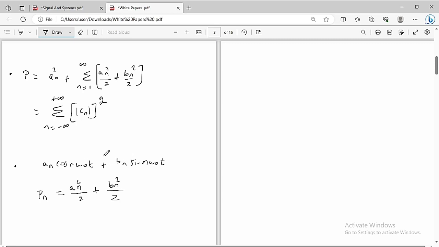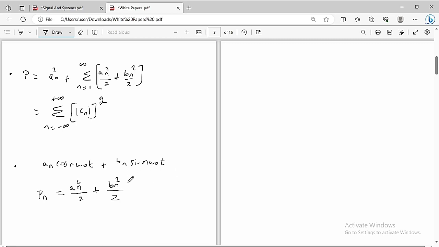So you want to calculate the power which is present in the nth harmonic component, which is the RMS value whole square plus RMS value whole square, which is An square by 2 plus Bn square by 2. So this is the amount of power which is present in the nth harmonic component, An square by 2 plus Bn square by 2.